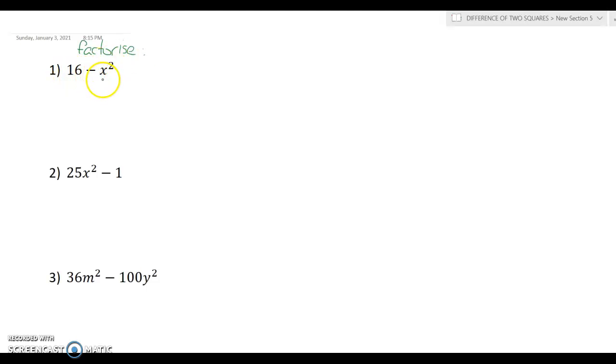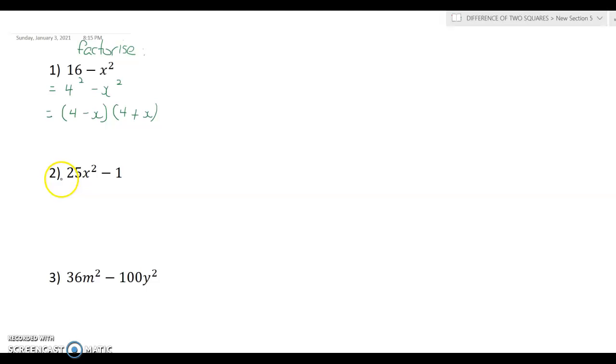So 16 minus x squared. You need to recognize that 16 is same as 4 squared. So that's 4 squared minus x squared. So you have one squared term, take away a next squared term. So my final answer will be 4 minus x, the first one minus the next one, and the first one plus the second one, right?